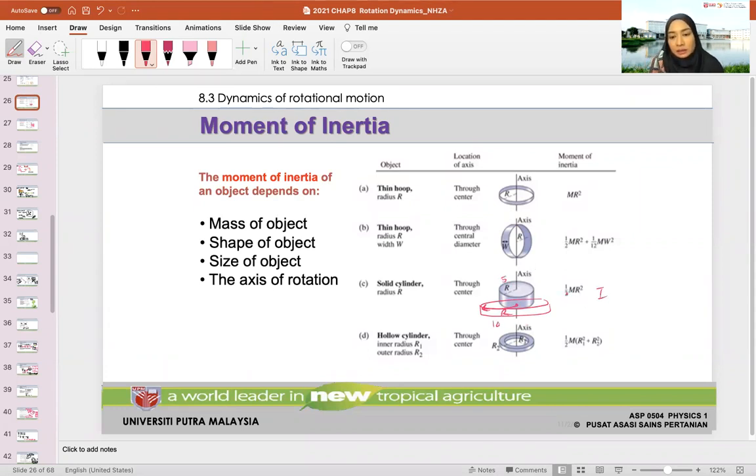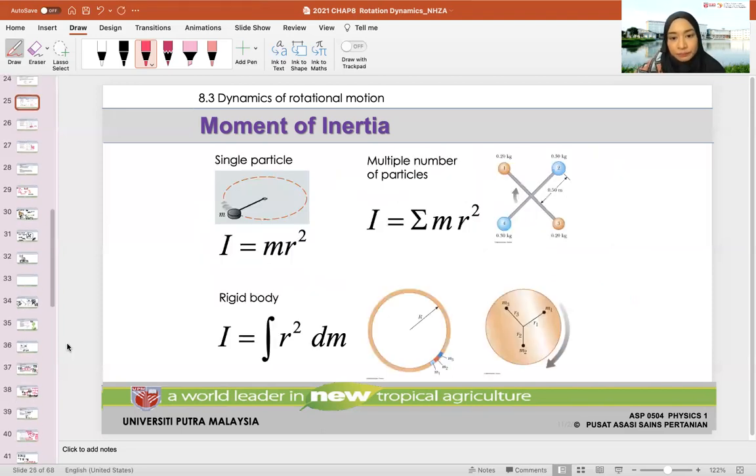This is my I initial, this is my I number 2. My I1 is not equal to I2 because they have different radiuses. Okay, so if you have a bigger radius, would you have a bigger I or would you have a smaller I? So let's talk about that too.